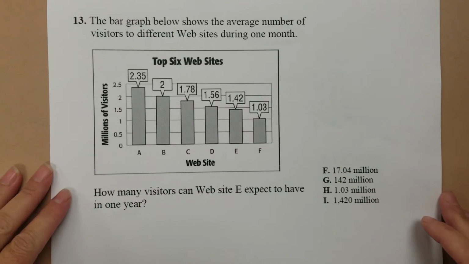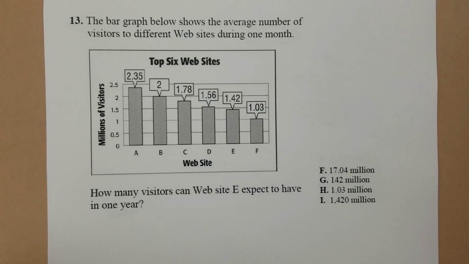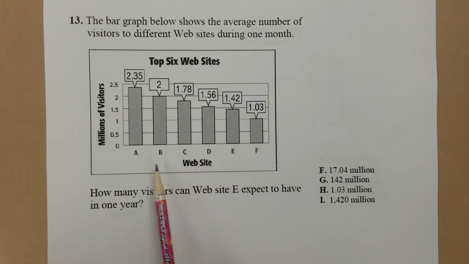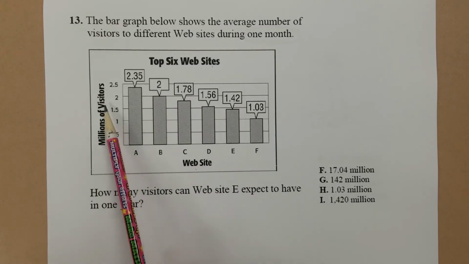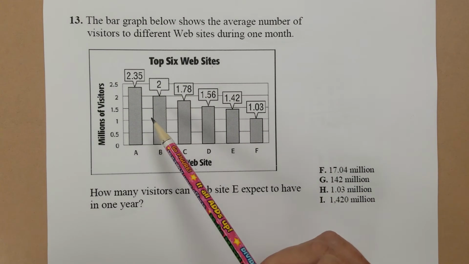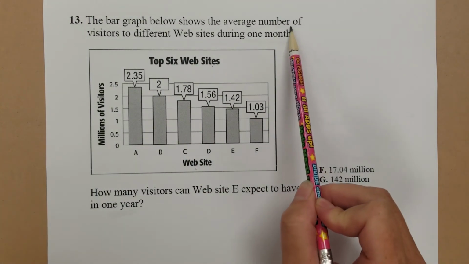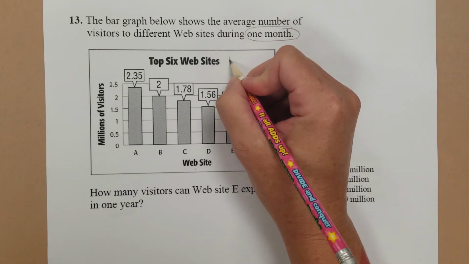Question number 13. The bar graph below shows the average number of visitors to different websites during 1 month. Top 6 websites, we have website A, B, C, D, E, F, and millions of visitors. So it's not 2 visitors, it's 2 million visitors. And it's important to remember that this is saying in 1 month. So you might want to write per month here.